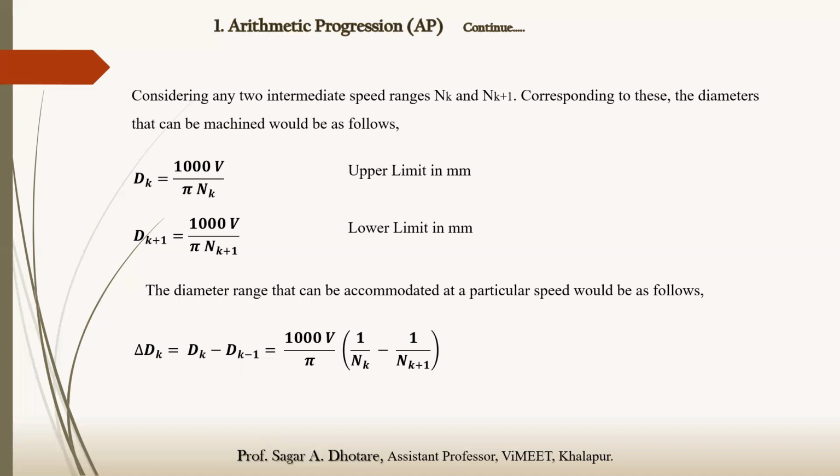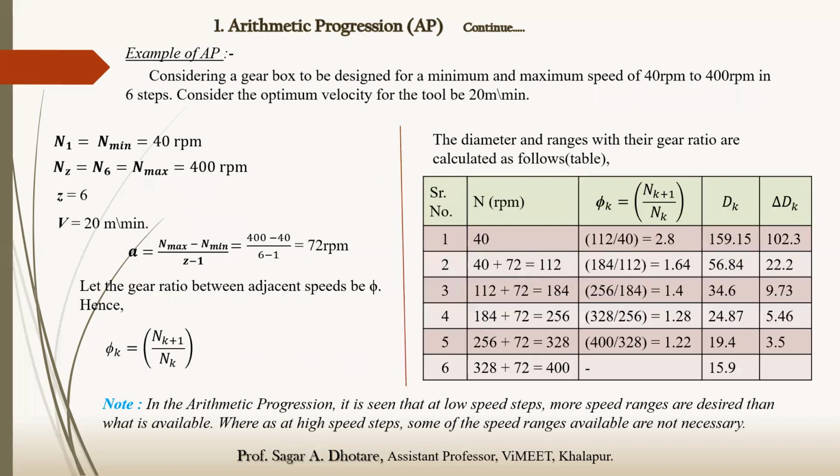Delta k is equal to dk minus dk plus 1, which is equal to 1000 v divided by pi into 1 upon nk minus 1 upon nk plus 1. So with this equation, you can calculate the diameter range of a particular speed. Let's see an example of how we can calculate the progressions by using the arithmetic progression law.